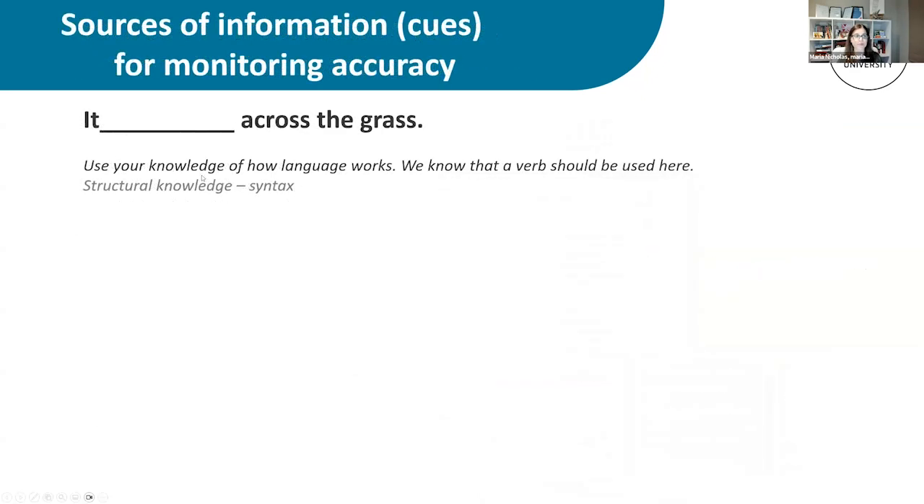So for example, it something across the grass. Now, if my knowledge of language makes me think that the next word needs to be a verb of some sort. So if I said it snake across the grass, that would cue me into the fact that, wait a minute, that doesn't make sense grammatically. You wouldn't say a noun after the word it in that way. That doesn't make sense. I think I've made a mistake. I better go back and reread.